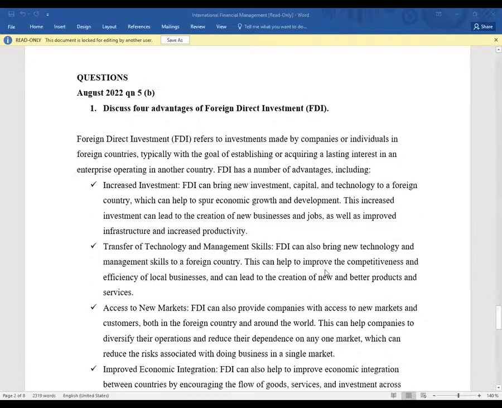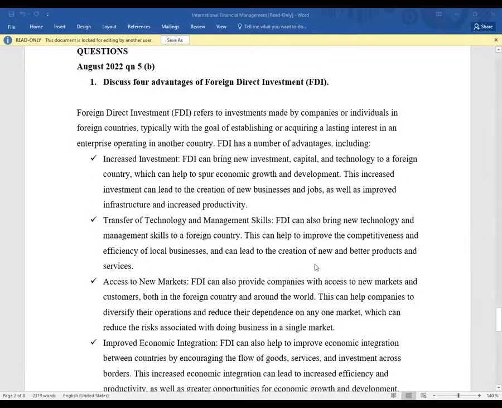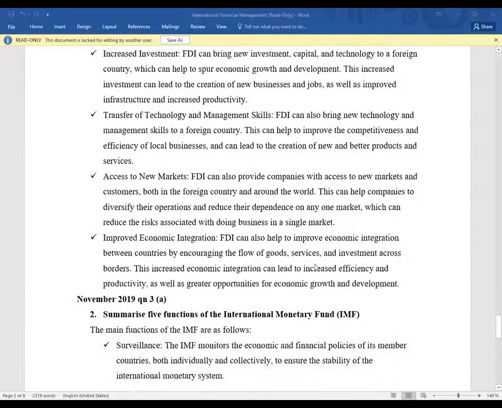FDI can also bring new technology and management skills to a foreign country. This can help to improve the competitiveness and efficiency of local businesses and can lead to creation of new and better products and services, and access to new markets.